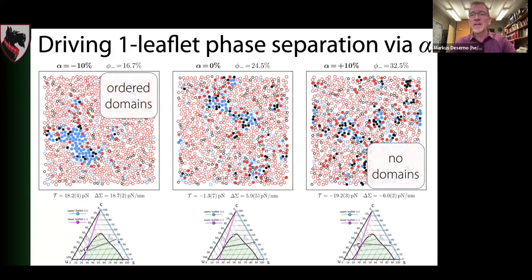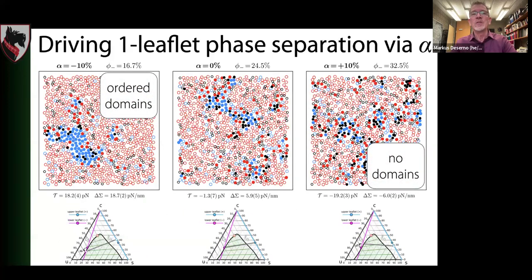So here's an example exactly of these three states. The middle is the one that we started off. These are just schematic pictures of the phases that I see in the lower leaflet. Red and blue correspond to the unsaturated and the saturated lipids, and open circles versus solid circles correspond to what a hidden Markov model would identify as a liquid disordered or liquid ordered phase.